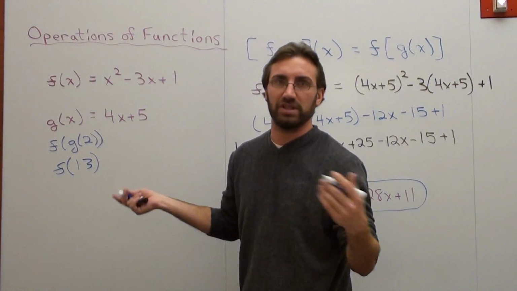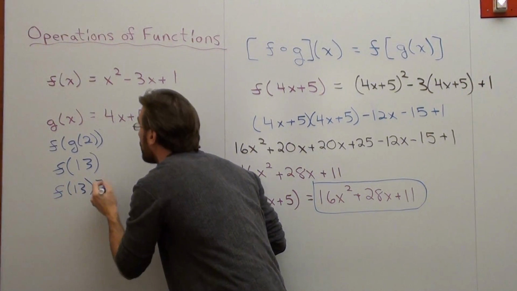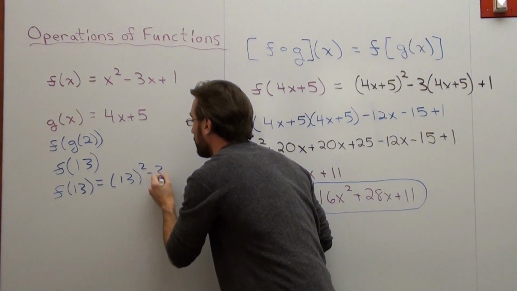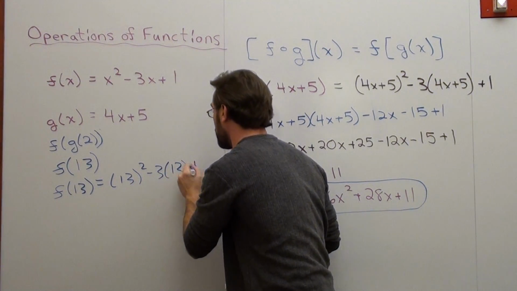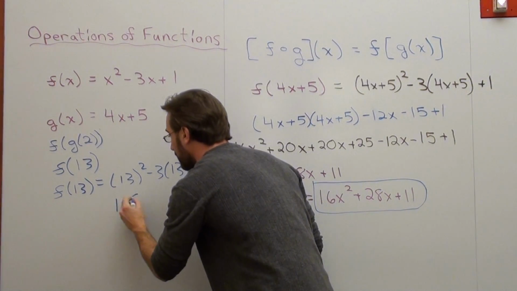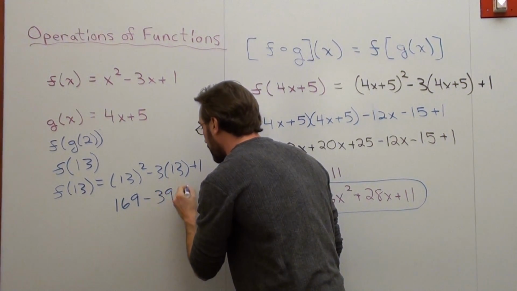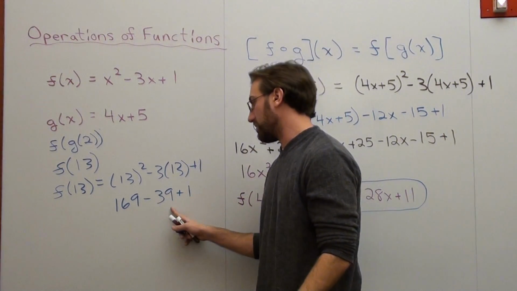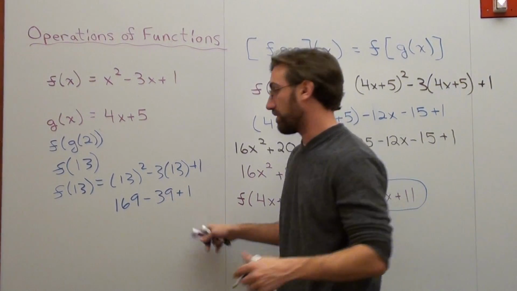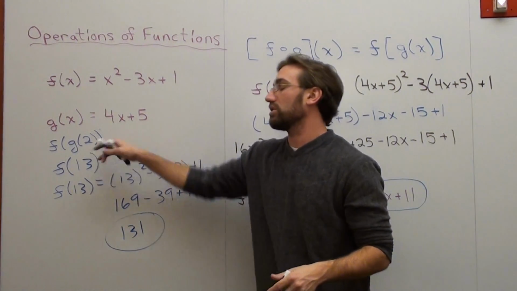So this one I'm actually going to write out because it takes a lot more time to think about. So I'm going to put in 13 squared minus 3 times 13 plus 1. 13 squared is 169, I know that one. Minus 3 times 13 is 39, plus 1. 169 minus 39 is 130. 130 plus 1 is 131. So basically, my answer, if I substitute in a 2, is 131.